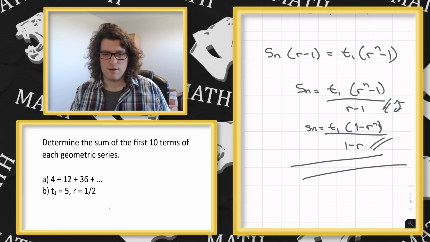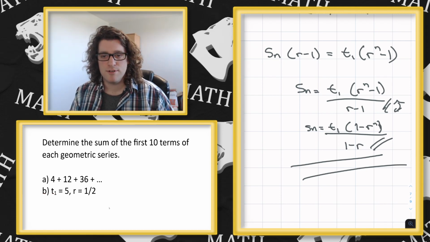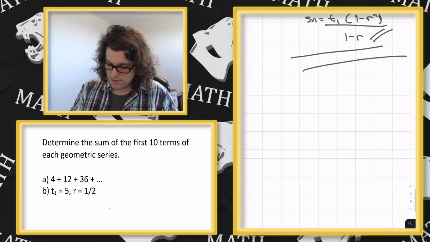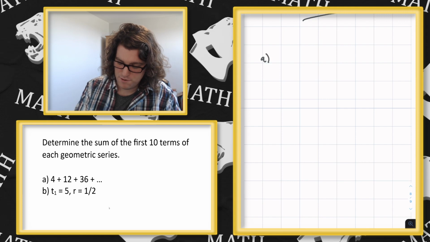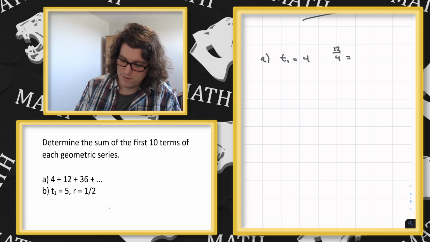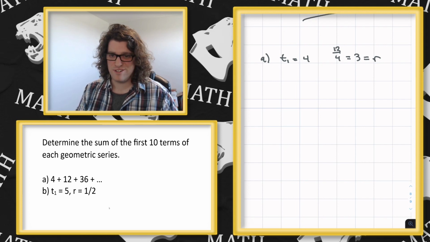So in this particular case, it says determine the sum of the first 10 terms of each geometric series. So let's go ahead and do that. What do we know in A? Well, our first term is 4. Our common ratio should be 12 divided by 4, which is 3. Now, let's just double check that. 12 times 3 is 36. Great. It tells us in the question that it's a geometric series, so it'd be really bad if it wasn't.